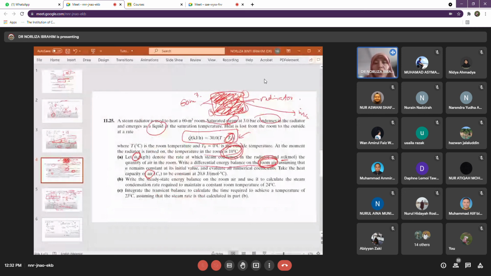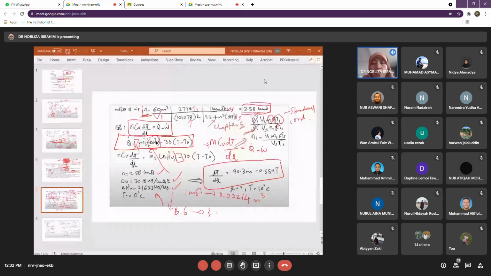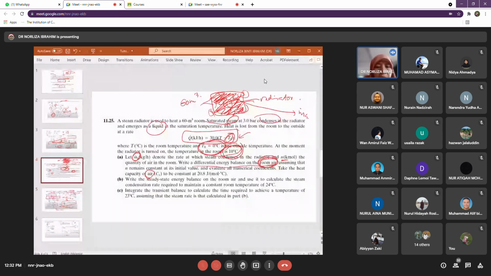40.3 m dot S minus 0.559 T. At T0, your T is 10 degrees C, the room temperature initially. Next, calculate the steam condensation rate required to maintain a constant room temperature of 24 degrees C. This is the equation we derived earlier for the air in the room. If you want to maintain the temperature at 24 degrees C, what will your m be?